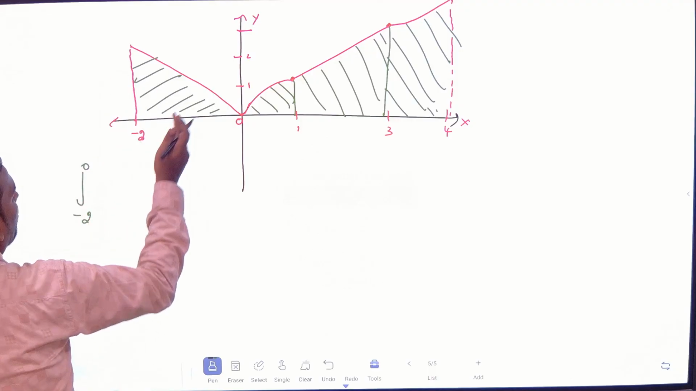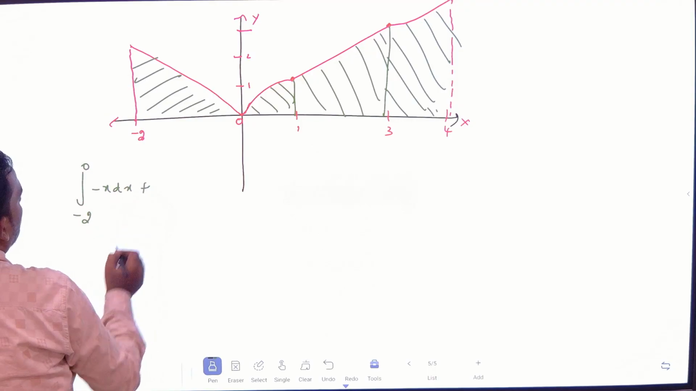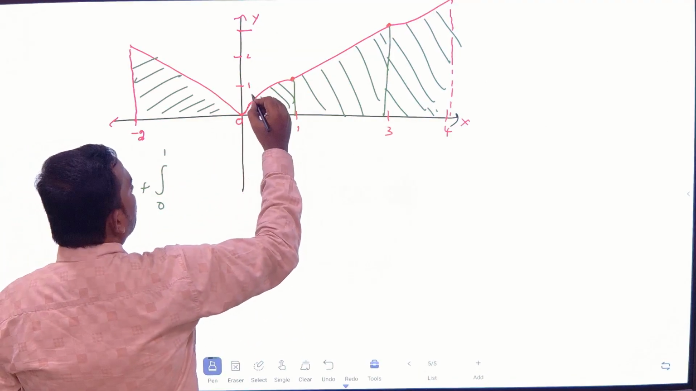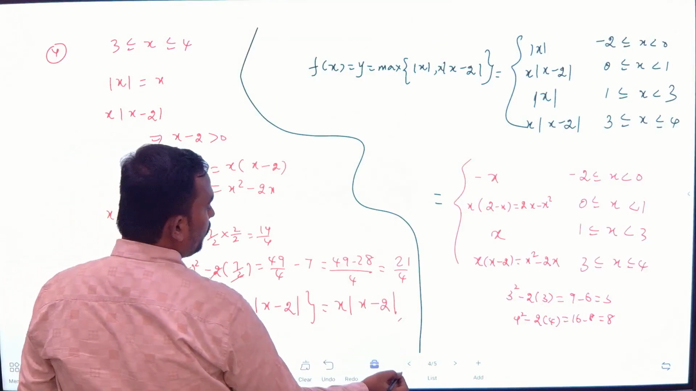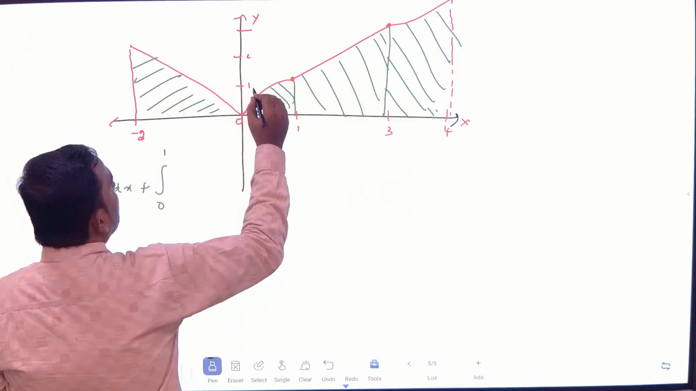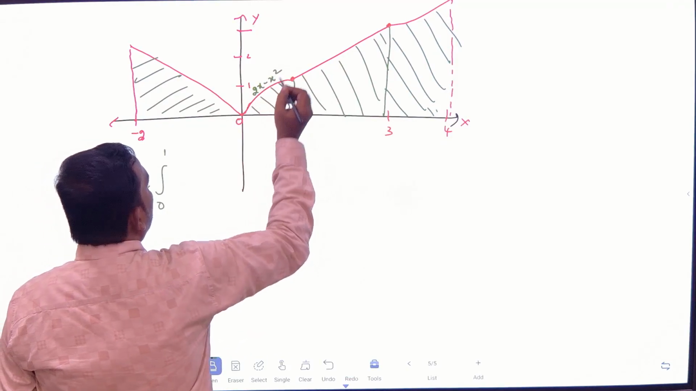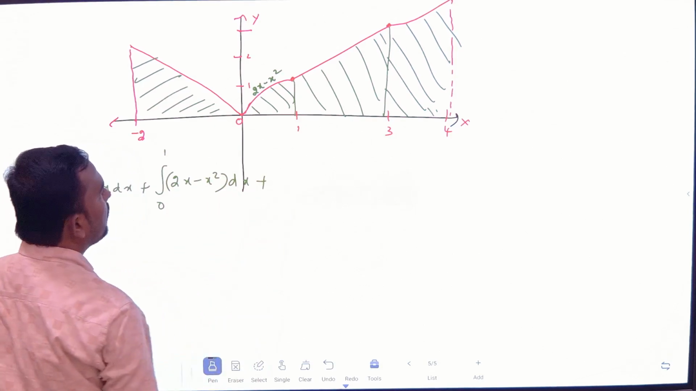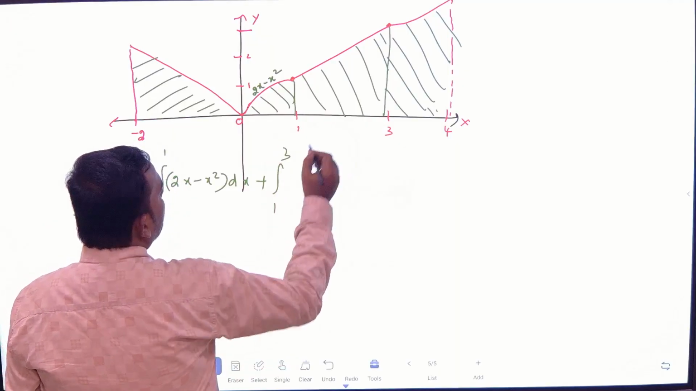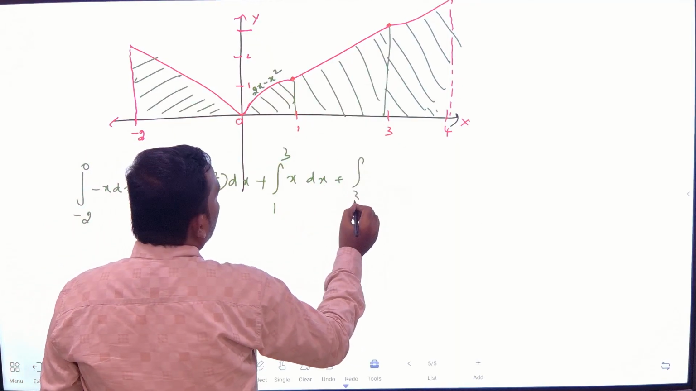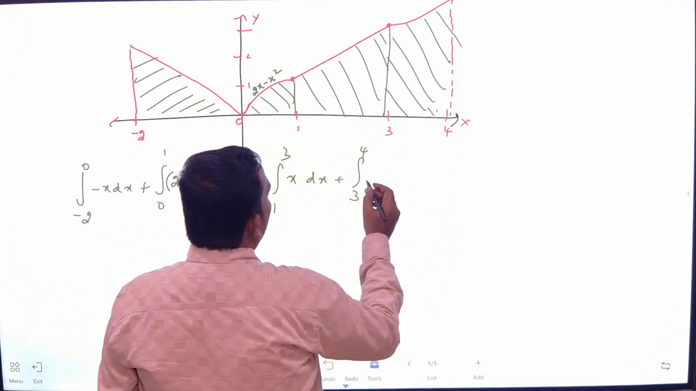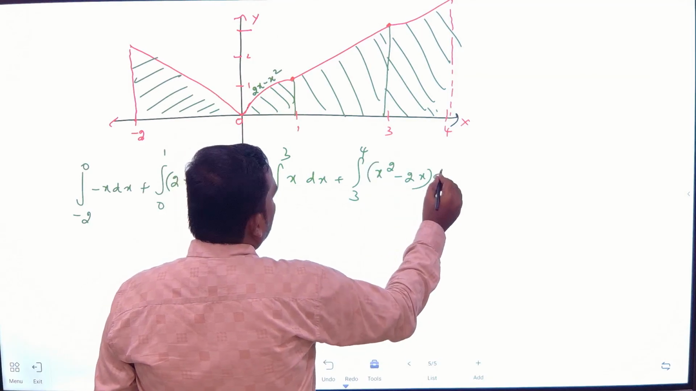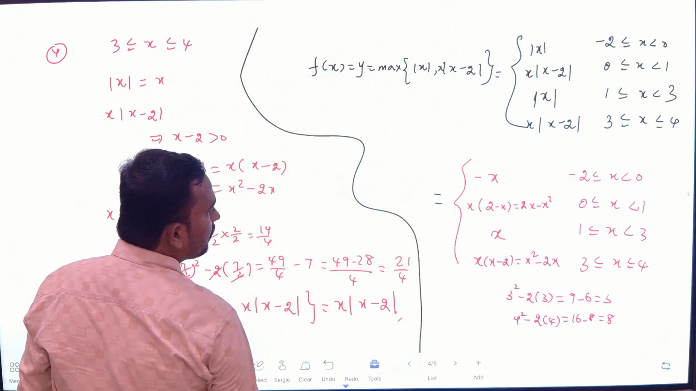Minus 2 to 0, y is equal to minus x into dx, plus 0 to 1. What is the curve here? You can see the second curve is 2x minus x square, right? 2x minus x square under the curve, into dx, plus 1 to 3 you can see y is equal to x dx, and then 3 to 4 you can do it. 3 to 4, what is the curve actually? x square minus 2x into dx. Clear? x square minus 2x.